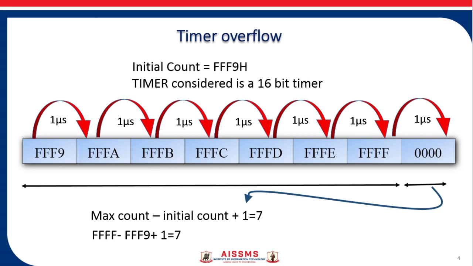Now, if the oscillator frequency is 12 megahertz, then the timer period we have calculated to be 1 microsecond. In this case, to count 7 states, it will take 7 microseconds.